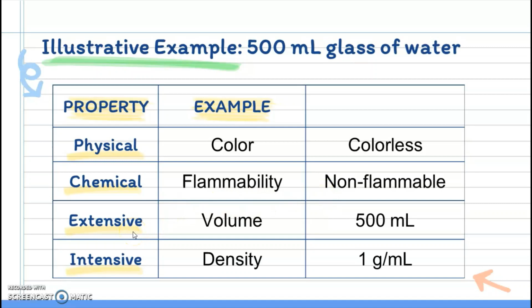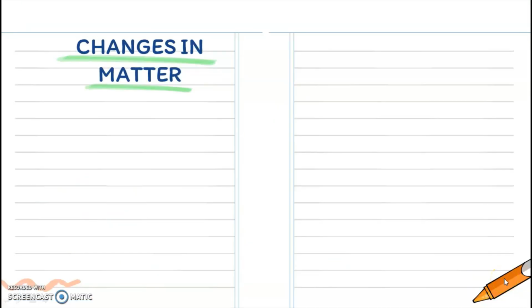And then, we have the extensive property. So, titingnan naman daw natin yung kanyang volume. And sabi dito, yung kanyang volume is 500 ml. So, pag binawasan natin si water, mababawasan din yung kanyang volume. And then, we have the intensive property, which is density. So, si density, kahit bawasan natin ng bawasan si water or dagdagan siya ng dagdagan, yung kanyang density will remain 1 gram per ml.